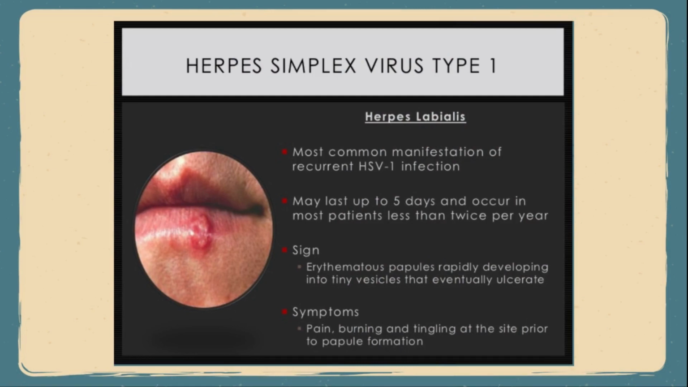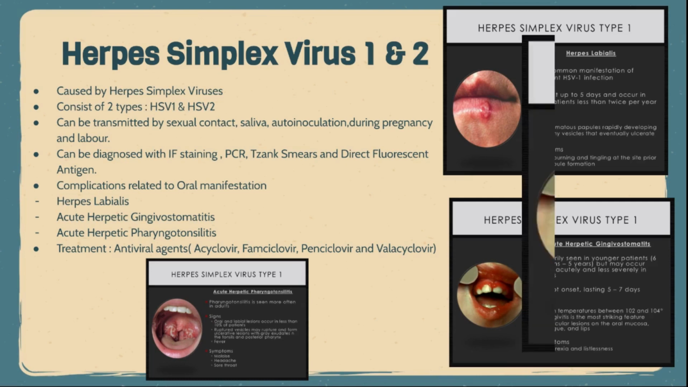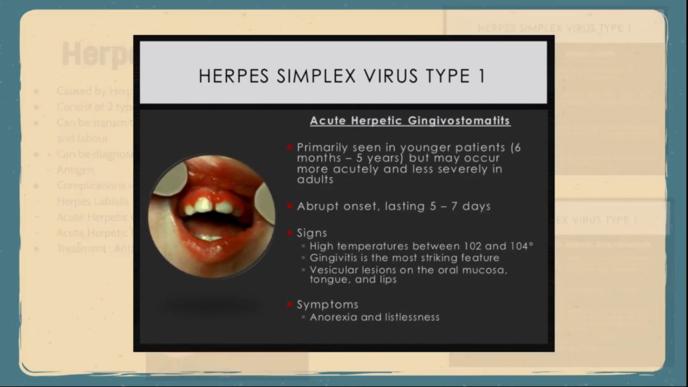The sign of this herpes labialis is that the patient might have erythematous papules that rapidly develop into tiny vesicles that eventually ulcerate, and the patient might feel pain, burning, and also tingling at the site prior to the papule formation. Picture below showing acute herpetic gingivostomatitis. This is primarily seen in younger patients, 6 months up to 5 years, but may occur more acutely and less severely in adults. It has an abrupt onset and lasts 5 to 7 days.